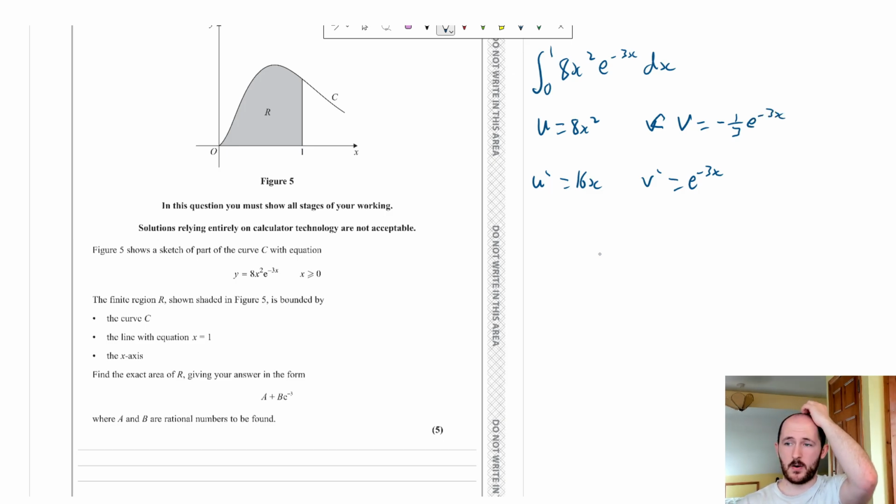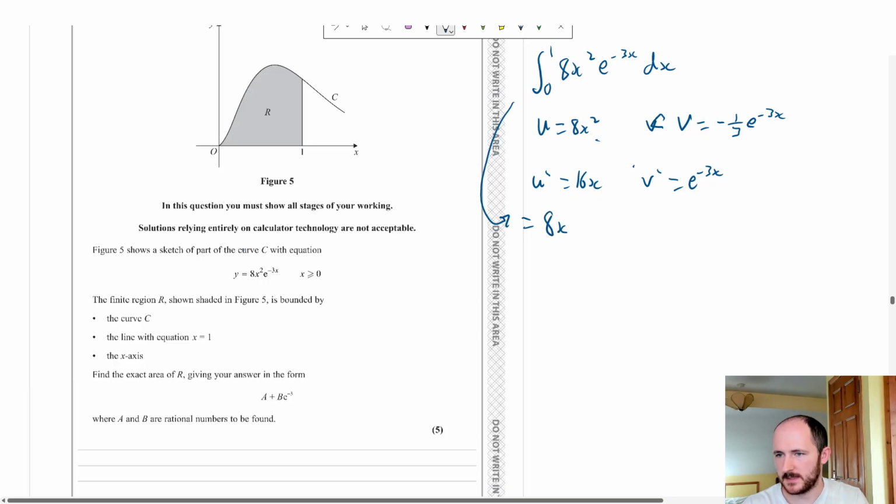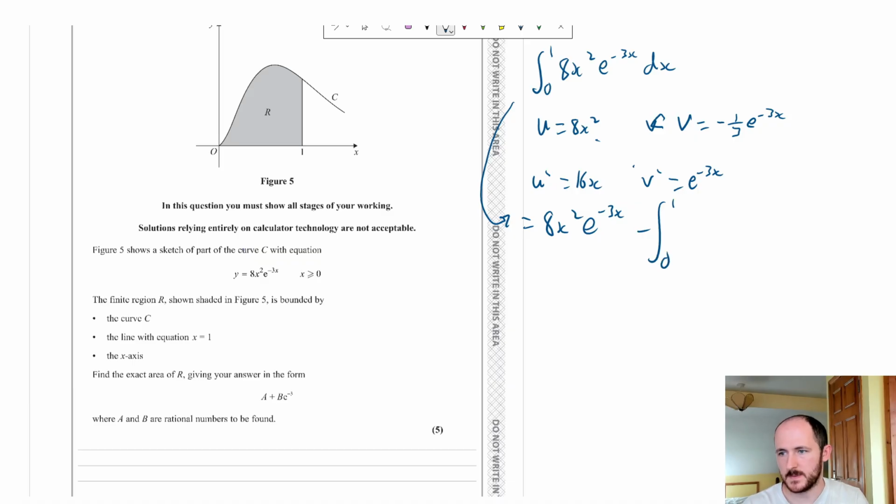Once you have all of your variables, you just have to sub into the formula, which is uv minus the integral of v du. Good lord, that took me a while to get out. So u times v is 8x squared times minus a third e to the minus 3x, minus the integral, again between 0 and 1, of v du. Where's v? Minus a third e to the minus 3x, and du is 16x.